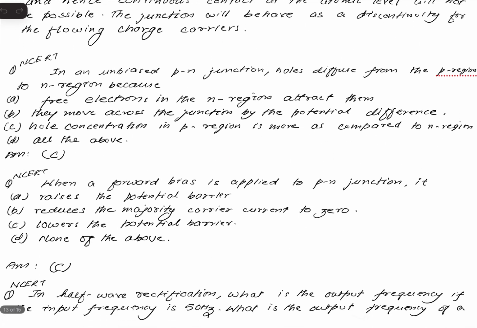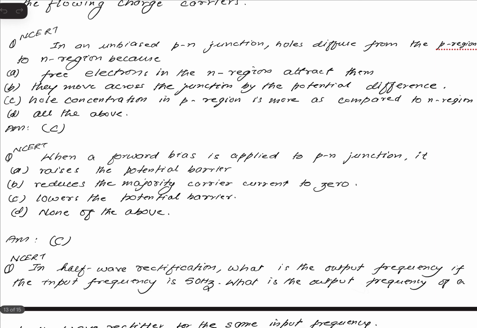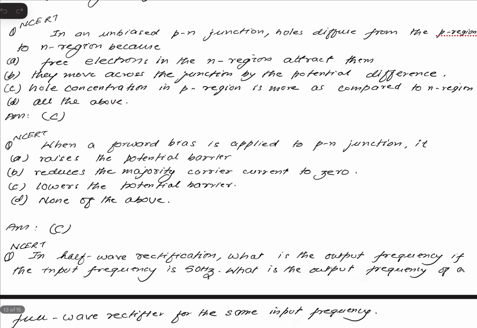Now next, let's see. In an unbiased PN junction, unbiased means I have not connected any battery. Holes diffuse obviously from P to N region. Why do they diffuse? Because free electrons in the N region attract them? No. They move across the junction by the potential difference? No. They move because of difference in concentration, right? Hole concentration is more in the P region, and they go to the N region. Am I clear? Yes. So option is C. So C looks like the favorite for NCERT here.